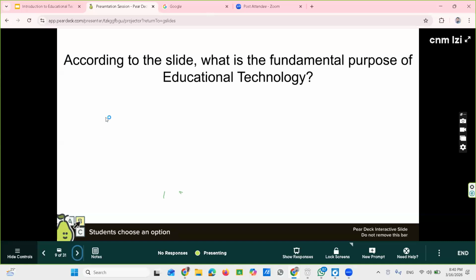Now move to the next one, another activity. Right. Try to answer now. According to the slide, what is the fundamental purpose of educational technology? Answer.